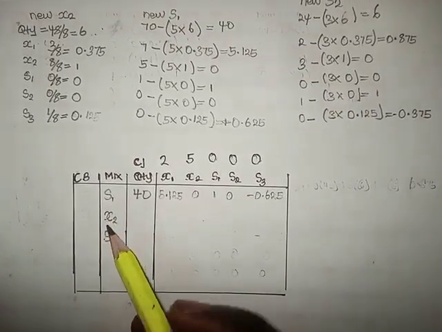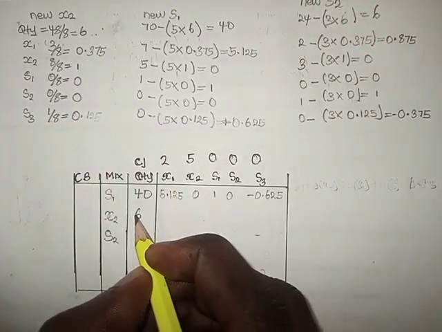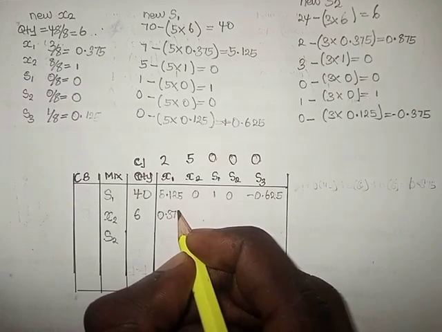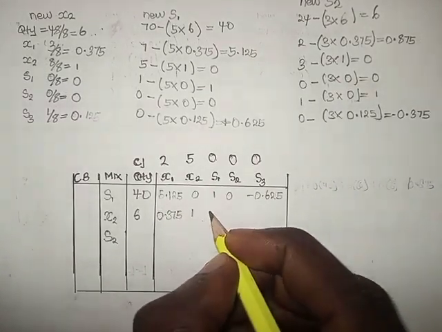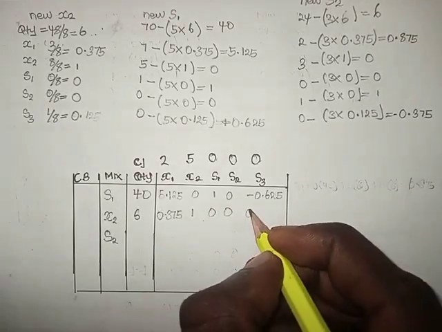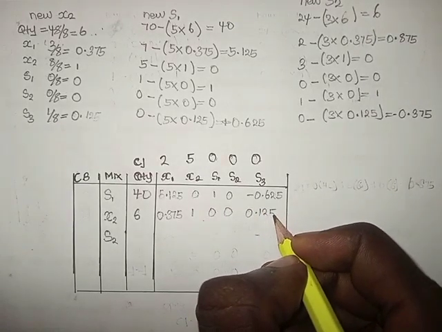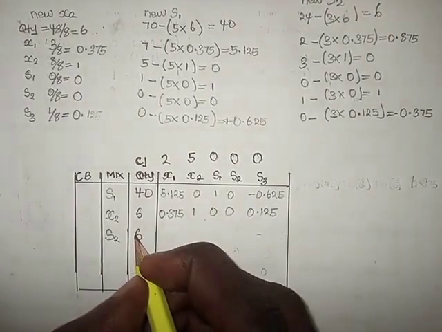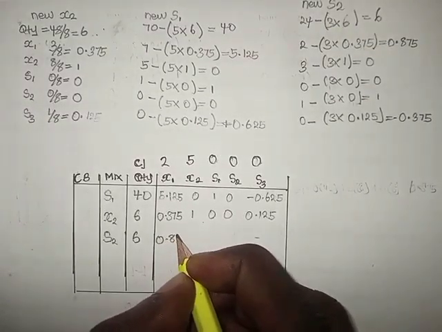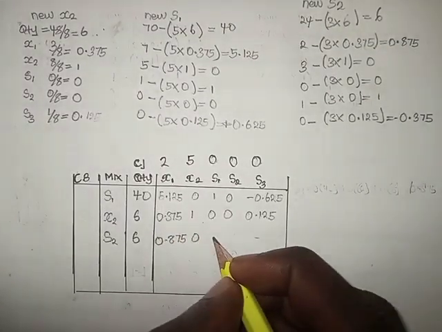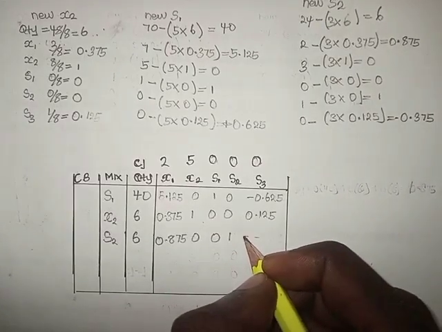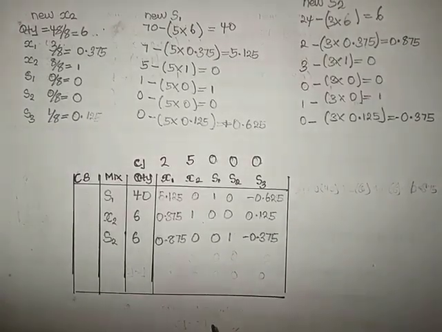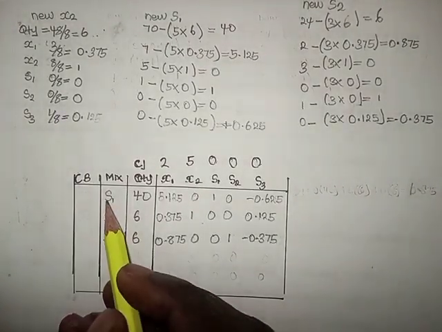Now let's go for our X2. The quantity for our X2 is 6. For S1, for our S2 is 0.375, 1, 0, 0, and 0.125. So for our S2, the quantity is 6, 0.875, 0, 0, 1, minus 0.375. Now the next thing for us to do is to check the coefficients of the objective function.